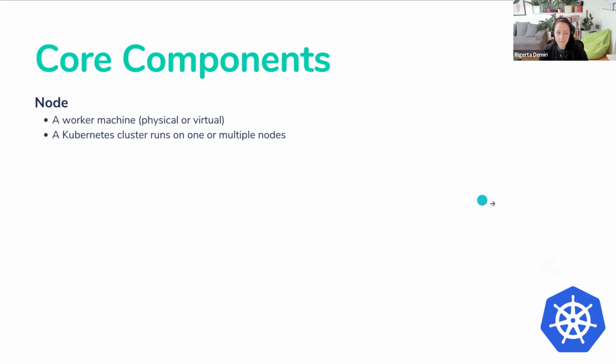Core components of Kubernetes, nodes. So a node is a worker machine. It can be physical or it can be virtual. A Kubernetes cluster will run on one or multiple nodes, depending on how it has been configured. A Kubernetes pod runs one or multiple containers. So one container will definitely run in a pod, but there can be multiple containers in the same pod. So in order to run a container, you will need a pod that is up and running. But this pod can host multiple containers, basically.